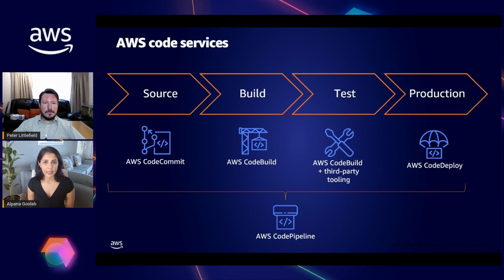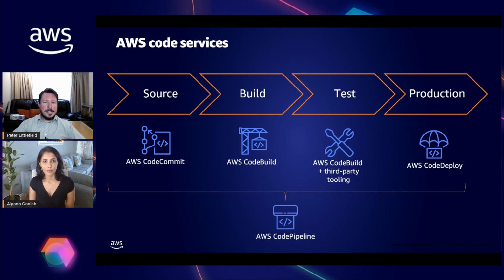And the first is the source stage. And here we have AWS CodeCommit. This is a secure, highly scalable, and managed source control service that hosts your private Git repositories. This is well integrated with our other developer tools. And once again, you're welcome to continue to use your existing Git repos. It's all about what makes sense to you.